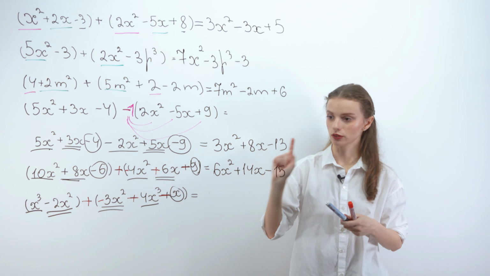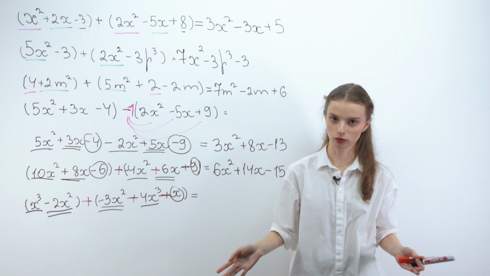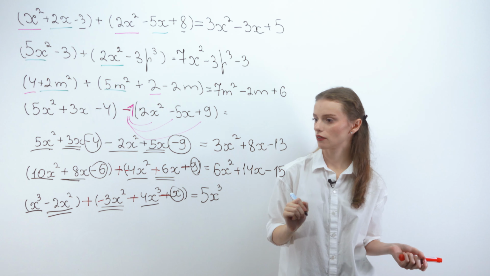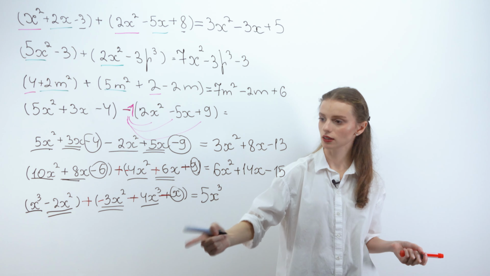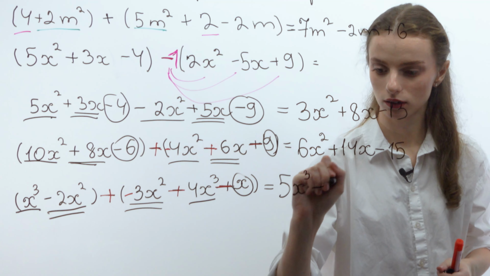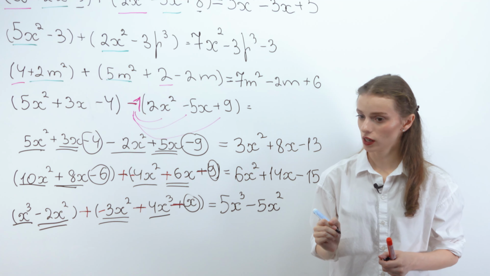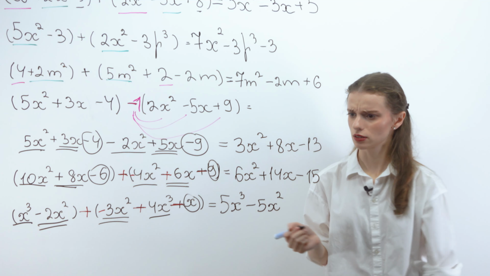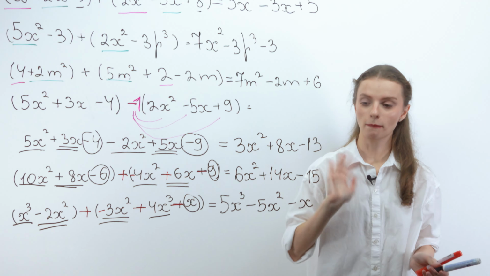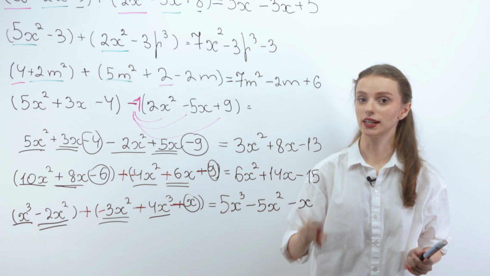X cubed plus 4x cubed. How many x cubes do I have now? I have 5. How many x's squared do I have? I have -2x minus 3x squared. So I started a negative, keep going negative direction, so -5x squared. Okay, and finally I just have an x. -x. And my final answer is 5x cubed minus 5x squared minus x.